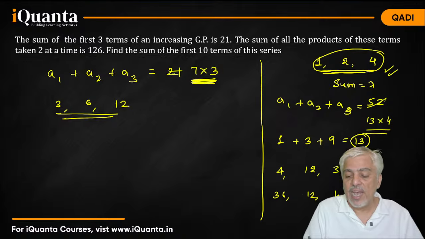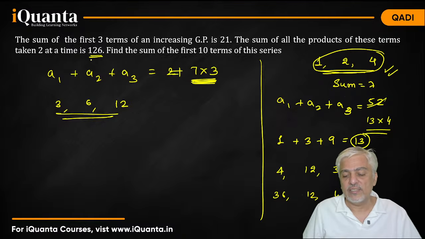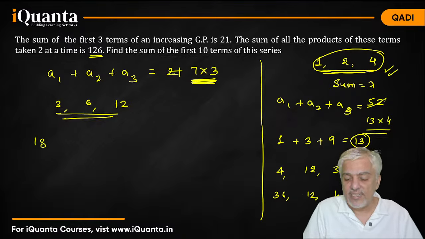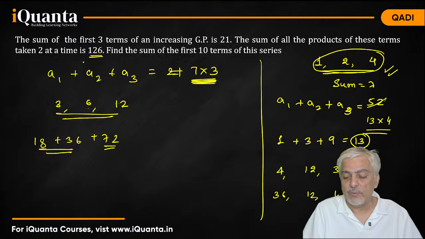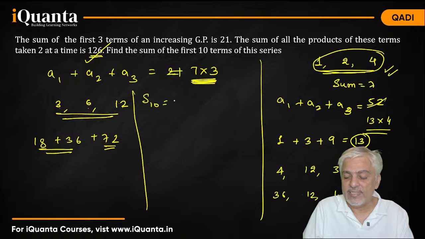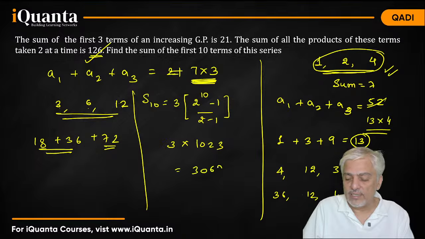This is the GP. I just need to check whether this satisfies. 3 sixes are 18, 3 twelves are 36, 6 twelves are 72. 18 plus 36 is 54, 54 plus 72 is 126, satisfying. No need to solve anything. And now just use the S10 formula. S10 is A into R raised to N minus 1 upon 2 minus 1. So 3 into 1023, 3069.